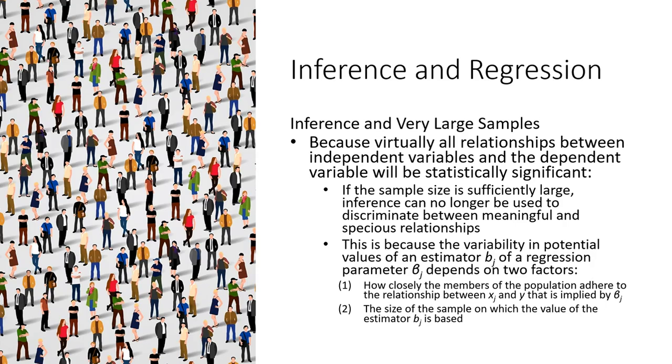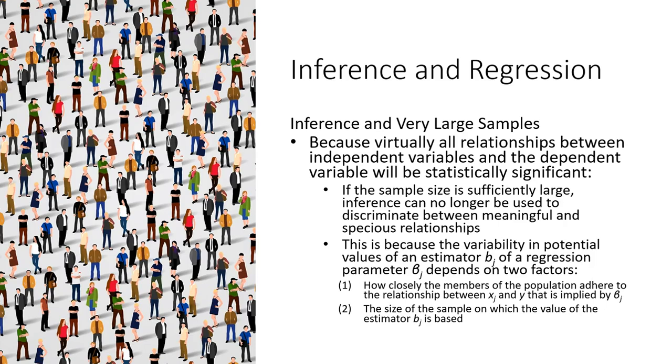depend on two factors. Factor one: if the values of x sub j and y consistently adhere to the relationship between x sub j and y that is implied by beta sub j, there will be relatively little difference in potential values of b sub j that can be generated by different random samples. If the values of x sub j and y do not consistently adhere to the relationship between x sub j and y that is implied by beta sub j, there is a potential for relatively large differences in the values of b sub j that can be generated by different random samples.